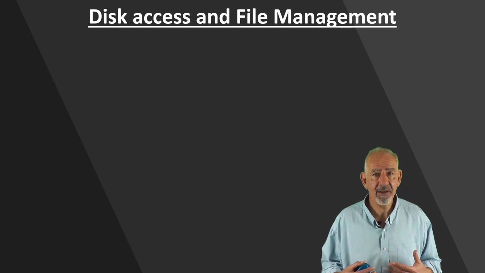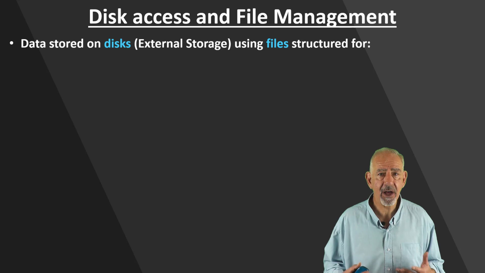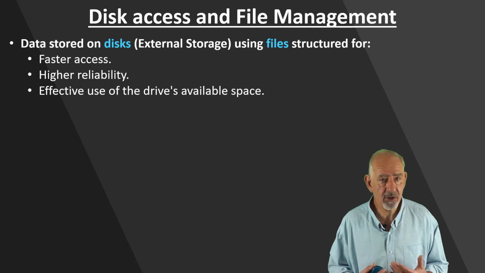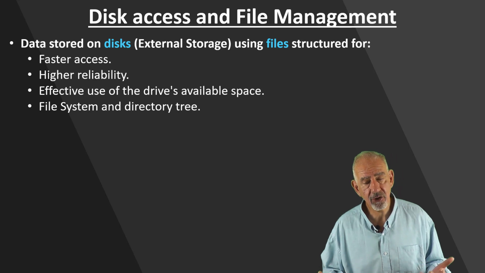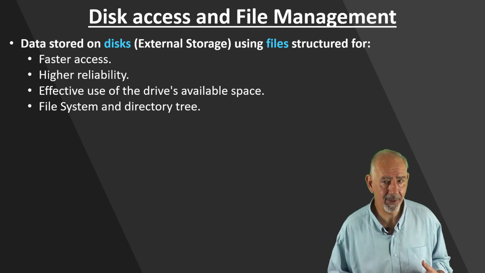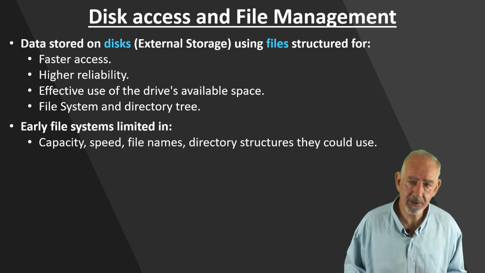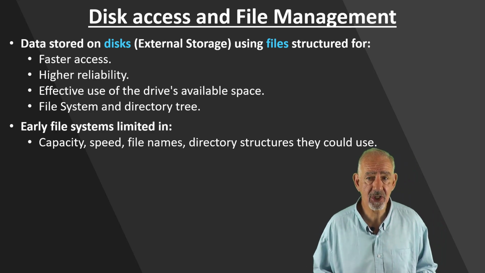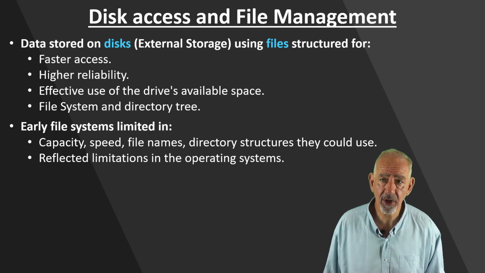And basically, any file that's stored on disks or external storage uses files. And those files are actually structured for faster access, high reliability, effective use of the drive's available space, and the file system, or the file system directory tree, represents this structure to us, even though that's not what's actually happening behind the scenes. Now, the early file systems were limited in terms of their capacity, their speed, the length of file names and the type of characters you can put in file names, the directory structures they could use, and really it reflected limitations of the operating system, because now we've moved a lot forward.